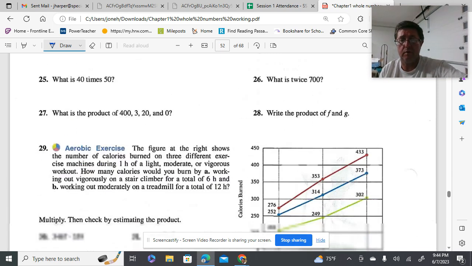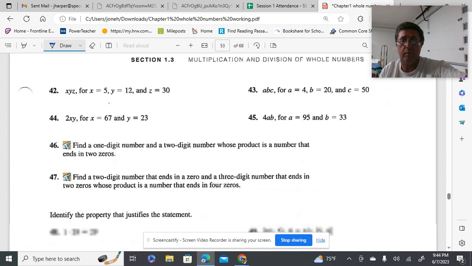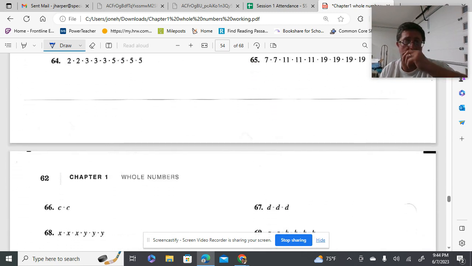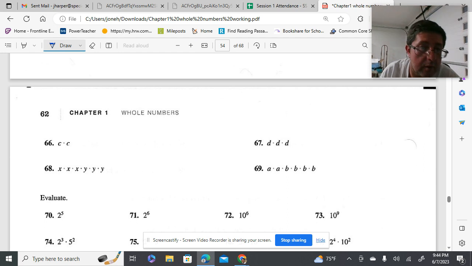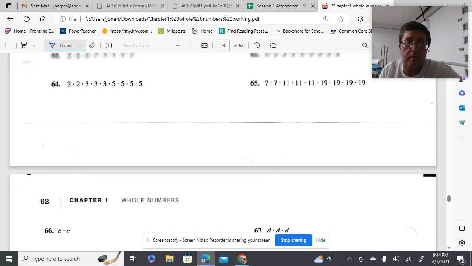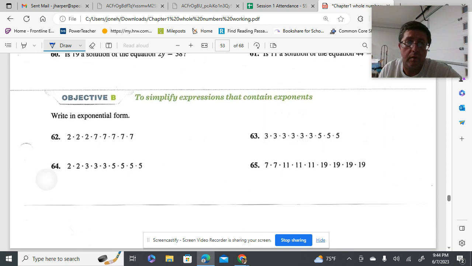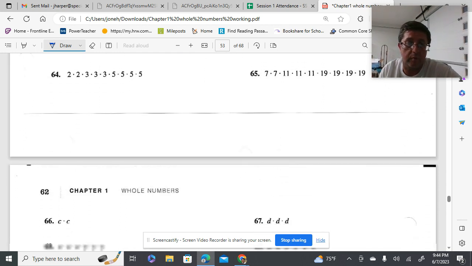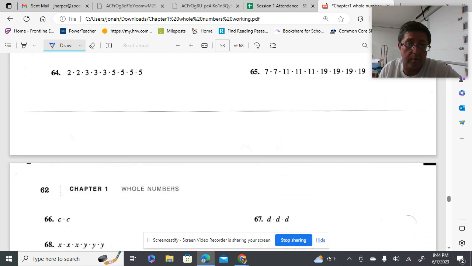So you guys have fun with this. Do some of this and we'll go over some of it. Like this one says C times C. What does C equal? Oh, write them in exponent form. So C times C would be C squared. And this would be D cubed.